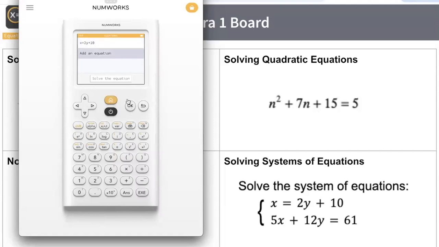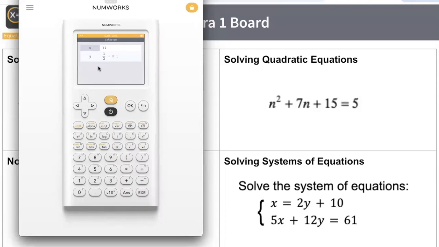I want to add another equation. Empty. I will do 5x plus 12y. That's alpha 3. And then the equal sign is again shift pi. Now if you are looking at my screen, it changed from solve the equation to solve the system. And when I click OK, I do get both the X and the Y value for the system that it solves for.